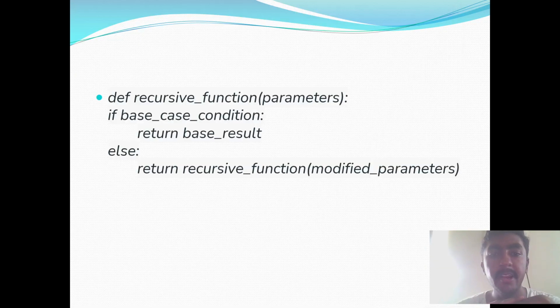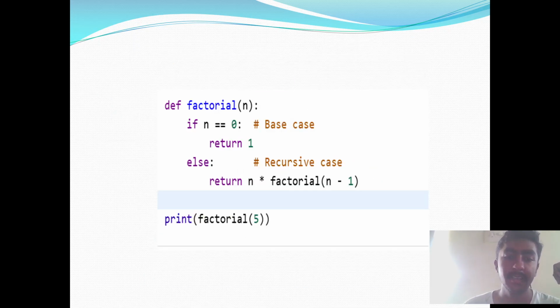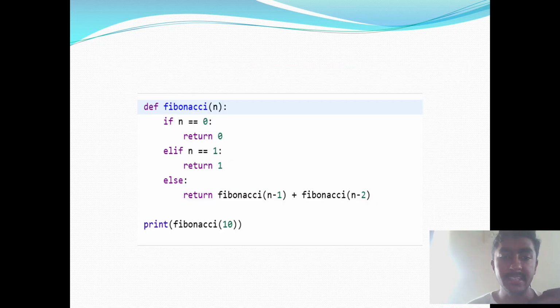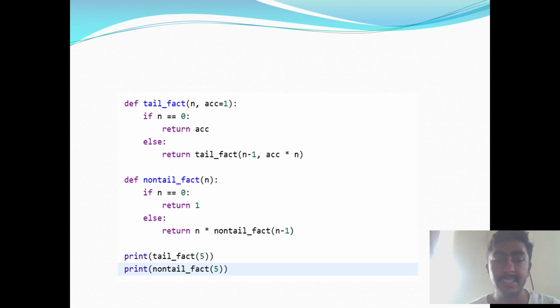Now we know how recursion works, but where is it actually used? Why do programmers use recursion when loops already exist? Let's understand it clearly. The first advantage is cleaner code. This makes the program much shorter compared to loop-based solutions.